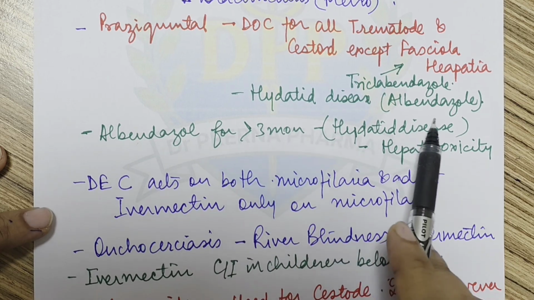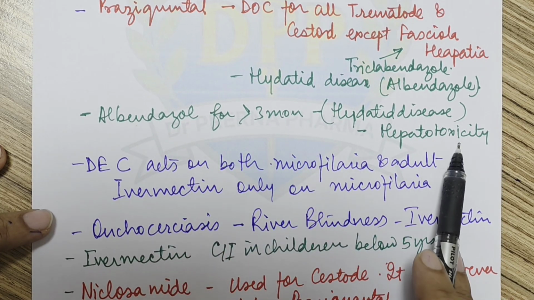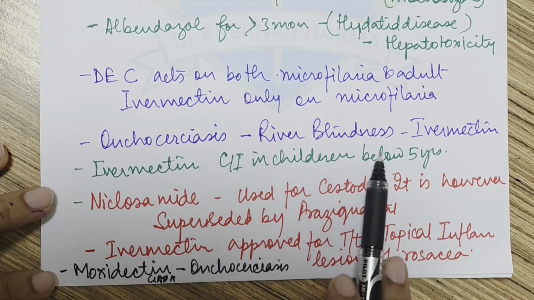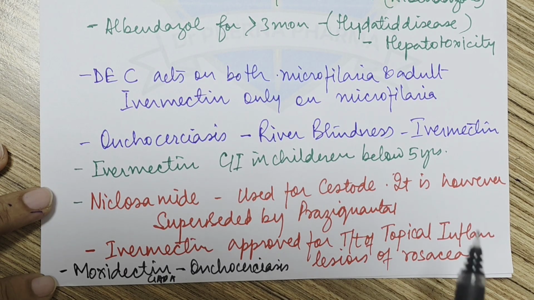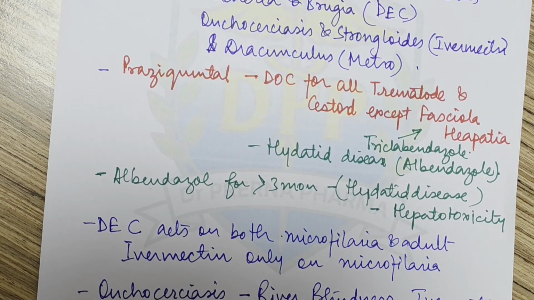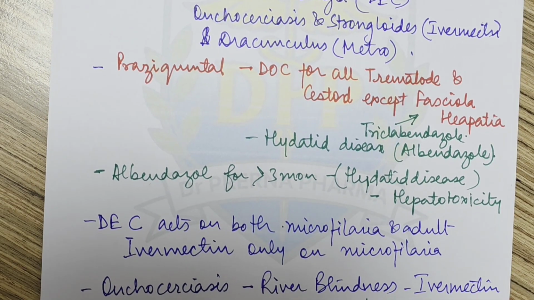Right? In hydatid disease, we use albendazole. Albendazole, if used for more than 3 months, can result in hepatotoxicity. DEC is used for filariasis. Ivermectin is used for onchocerciasis, river blindness. Ivermectin is contraindicated in children below 5 years and also approved for treatment of rosacea. Niclosamide is used for cestode infection. However, it is superseded by praziquantel. So with this, we finish the helminthic treatment. Now, what is remaining is antiviral and antimalarial.